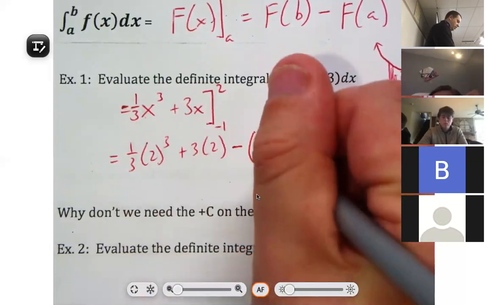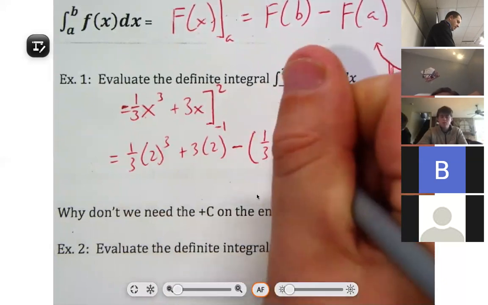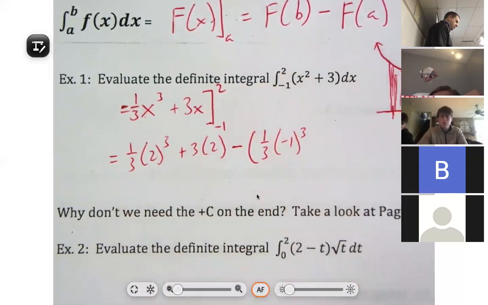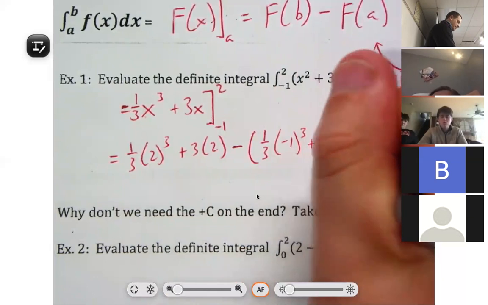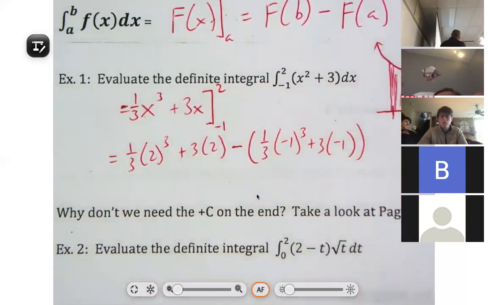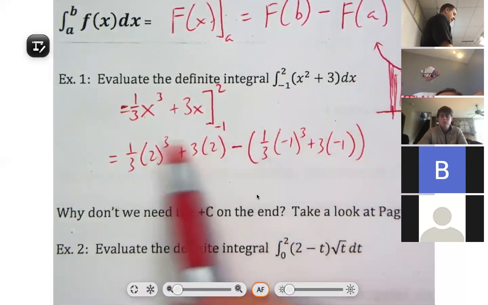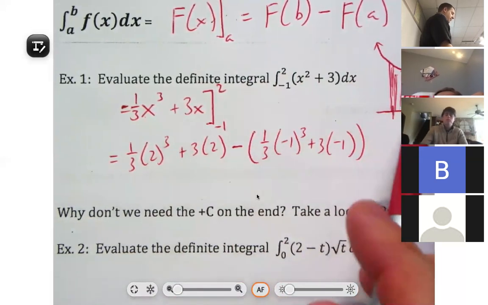So it'd be 1/3 and then -1 cubed plus 3 times -1. This is it. It's all numeric at this point. This is the area under the curve.